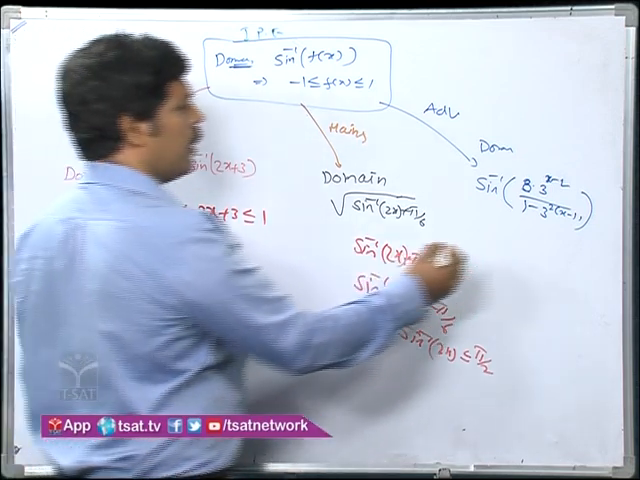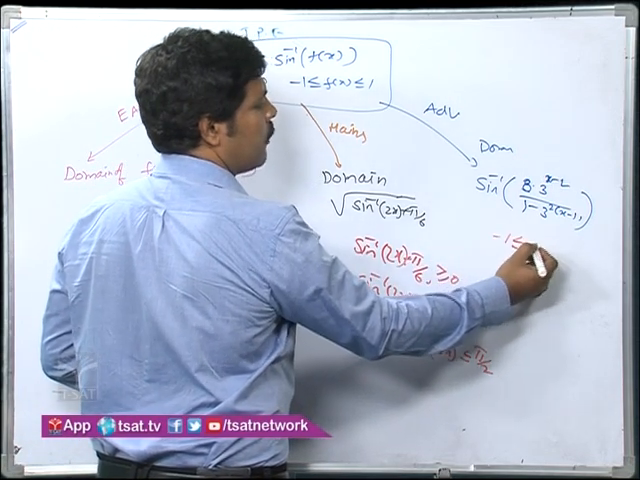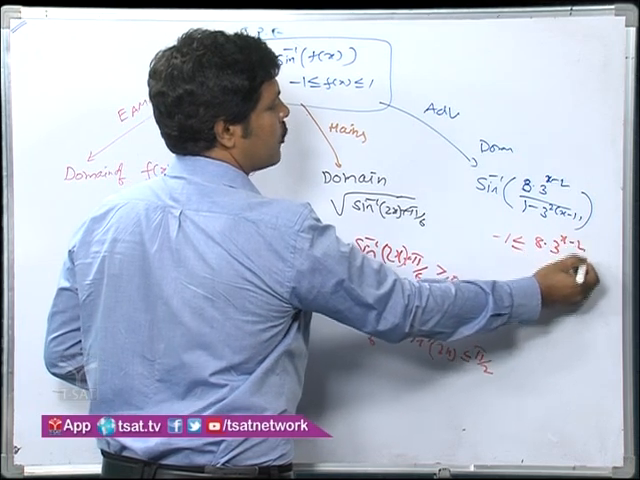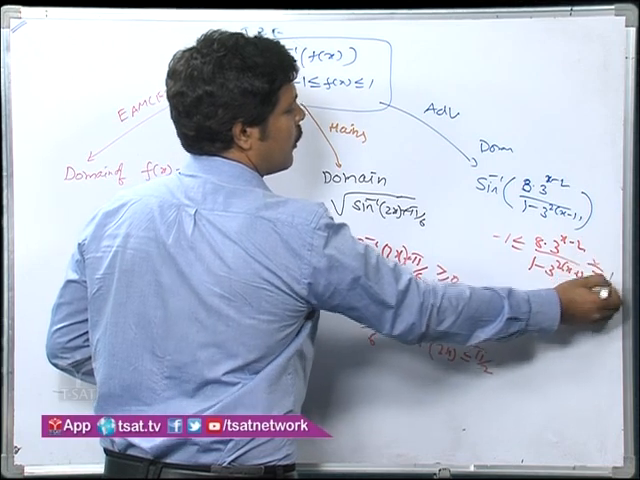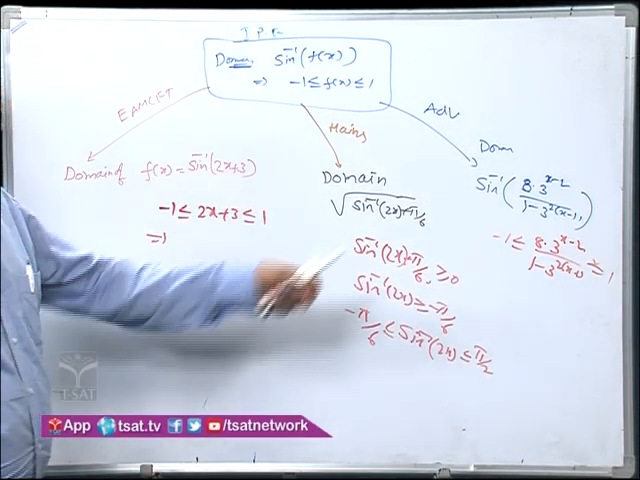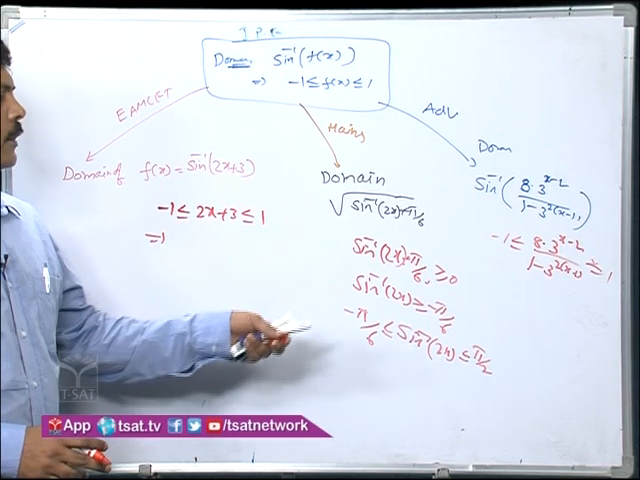Same here: -1 less than or equal to 8 into 3 power x minus 2 by 1 minus 3 into 2 x minus 1 less than or equal to 1. We can solve that using algebraic operations and find the domain.